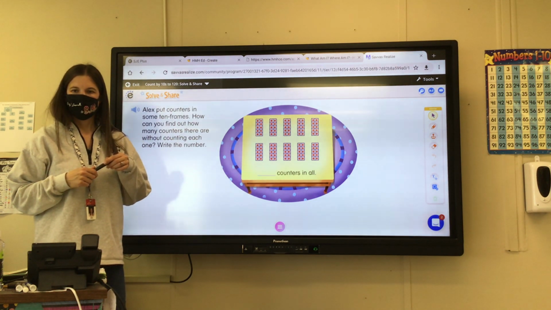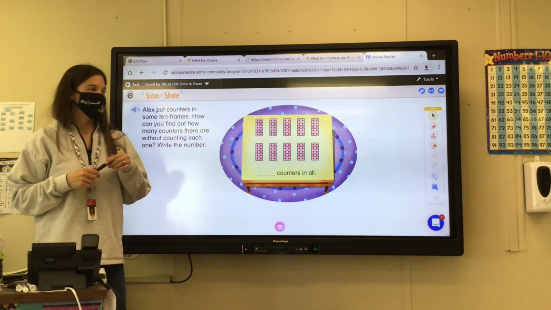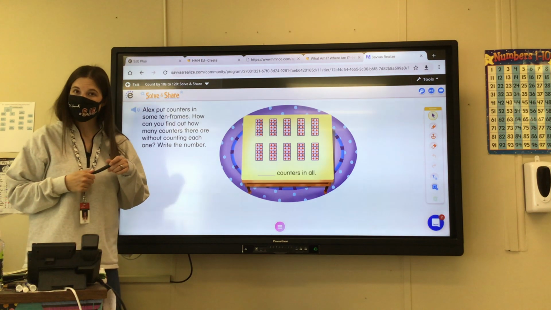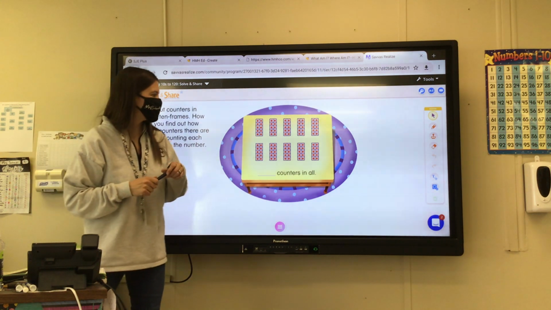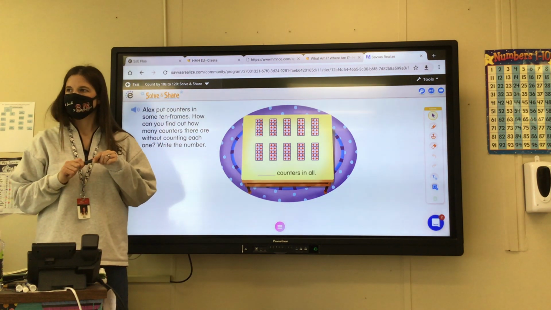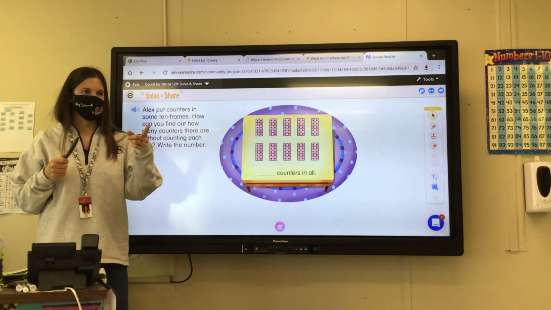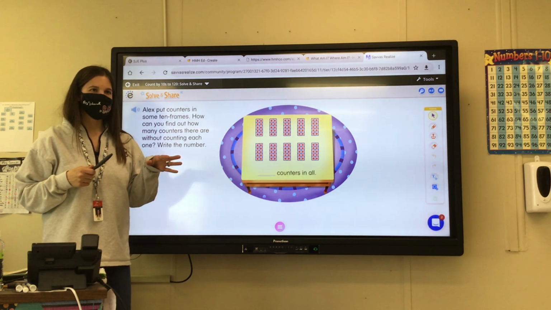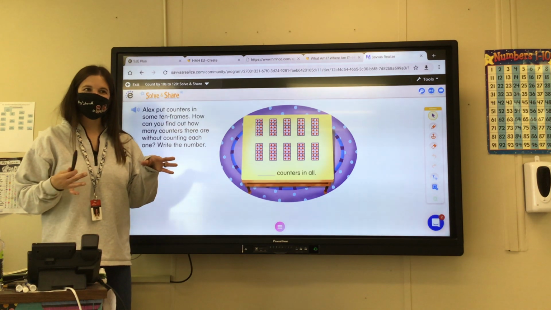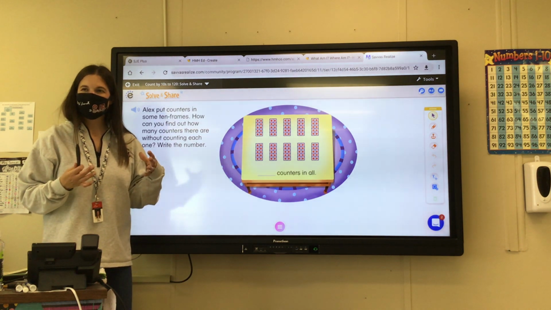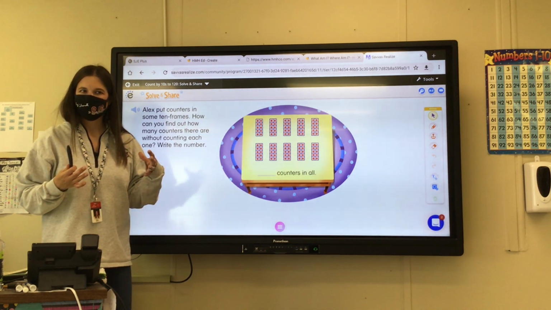1, 2, 3, 4. Okay, so you can count how many 10 frames there are. How many 10 frames are there? 10. There's 10 frames. And 10 frames have 10 in each one. So how many 10 frames are there altogether, everybody?